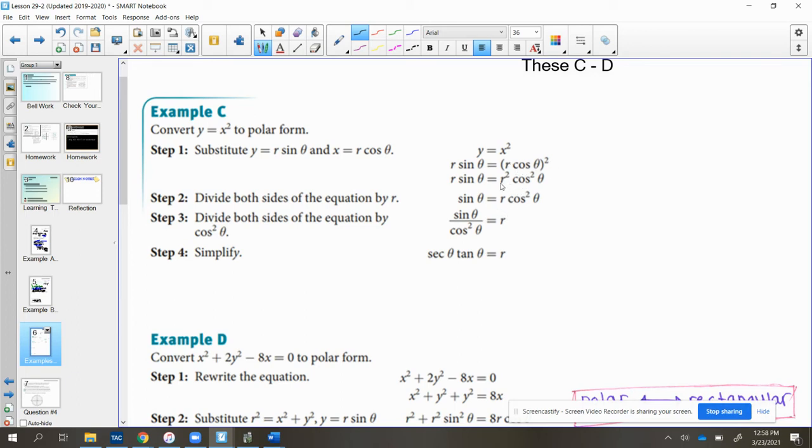And what we're going to do is we're going to group this, move everything so that the R's are together. So actually one R will cancel with the other. And then we're going to leave the R by itself, because again, our goal, anytime you're trying to get to a full polar form, is you want it in the form R equals, and then we're going to simplify.